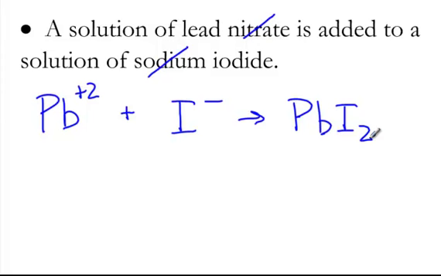And we know what kind of solid it is. It's that bright yellow school bus colored solid. Now, since I have two I's at the end, I need two I's at the beginning, and that balances both my atoms and my charges.